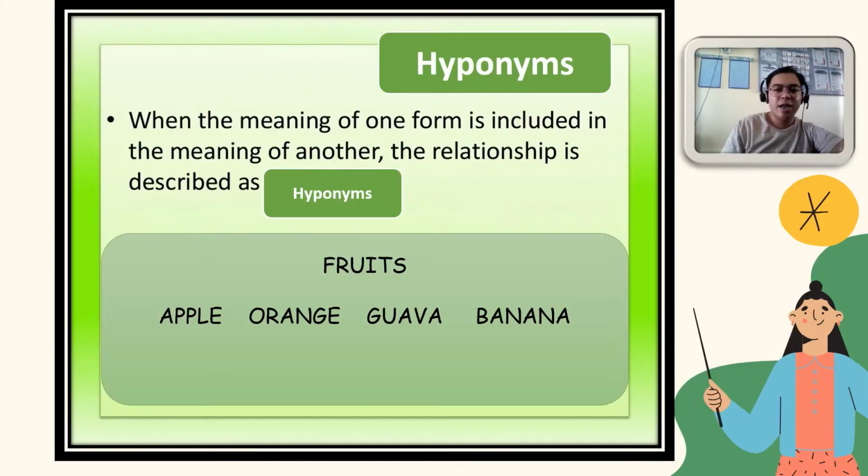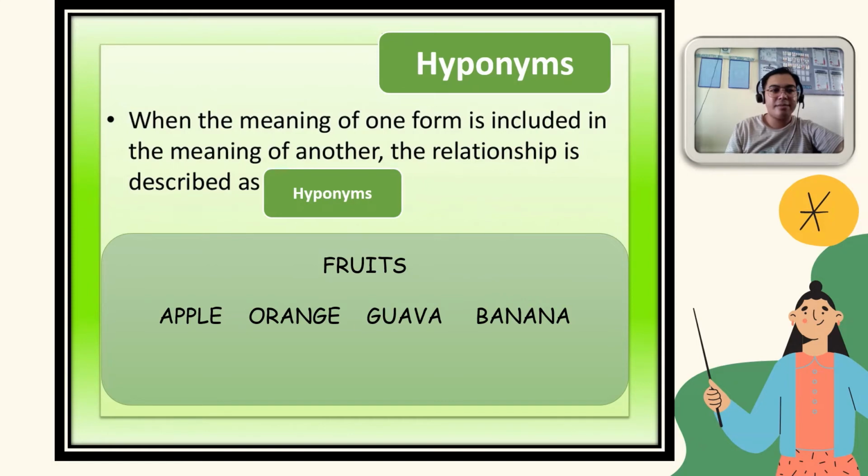Alright, so this time let us proceed to another type of lexical relation, which is the hyponyms. Hyponyms: when the meaning of one form is included in the meaning of another, the relationship is described as hyponymy. Let us try to observe the group of words that we have here on our screen. We have here fruits, and we also have apple, orange, guava, and banana. So what have you observed? Right. Apple, orange, guava, and banana are examples of fruits. The apple, orange, guava, and banana are the hyponyms of fruits. Why so? It's because the fruits mentioned here are the specific words of a general word, which is fruits.